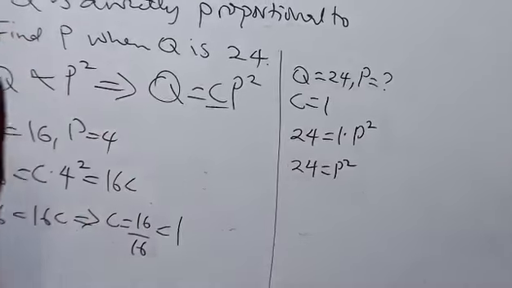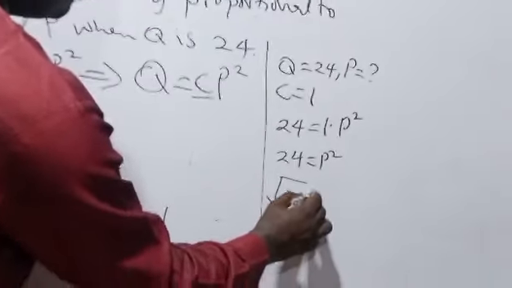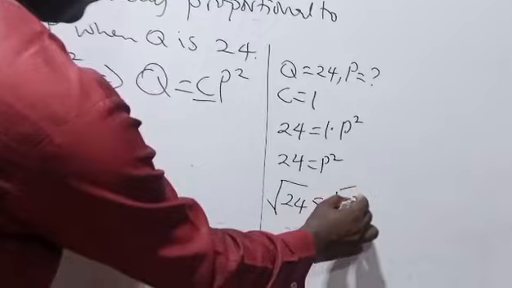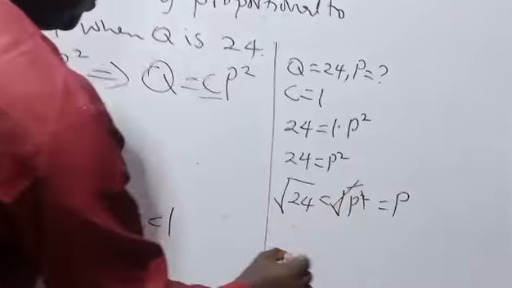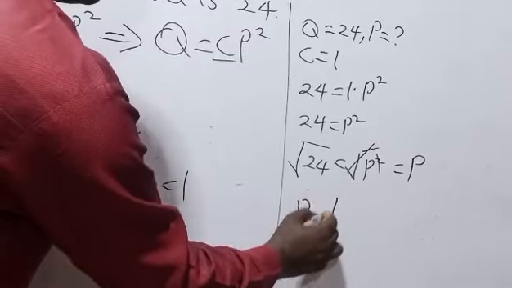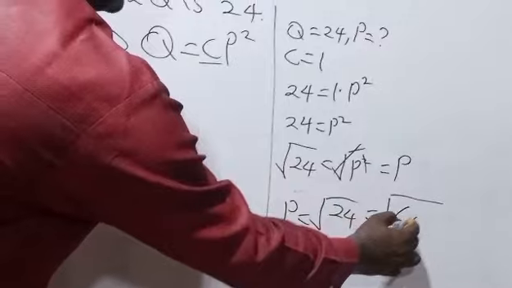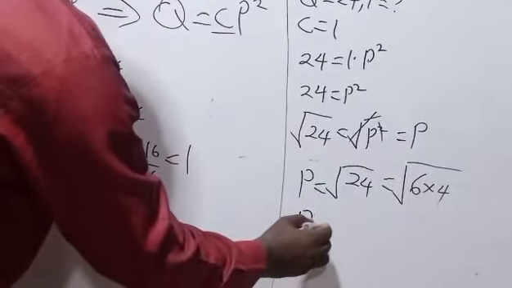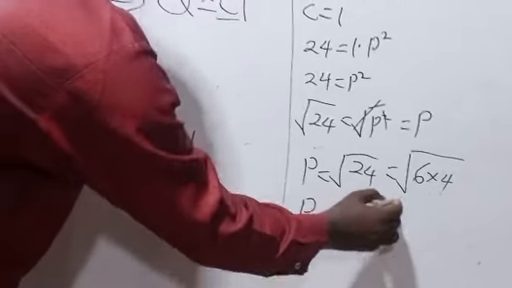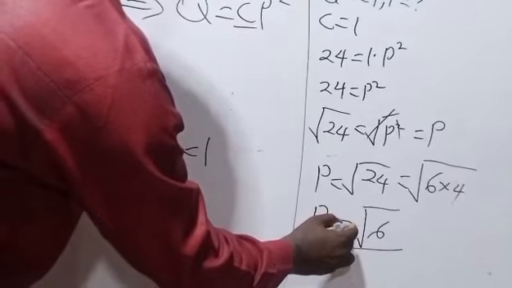When you have a problem like this, you find the square root of both sides. You now have root of 24 equals root of P squared. This square root will take care of this square. It will now be ordinary P. So P is now the same thing as root of 24, which is the same thing as root of 6 times 4. You know, 6 times 4 is 24. We now have our P equals 2 root 6. Here is my answer: 2 root 6.